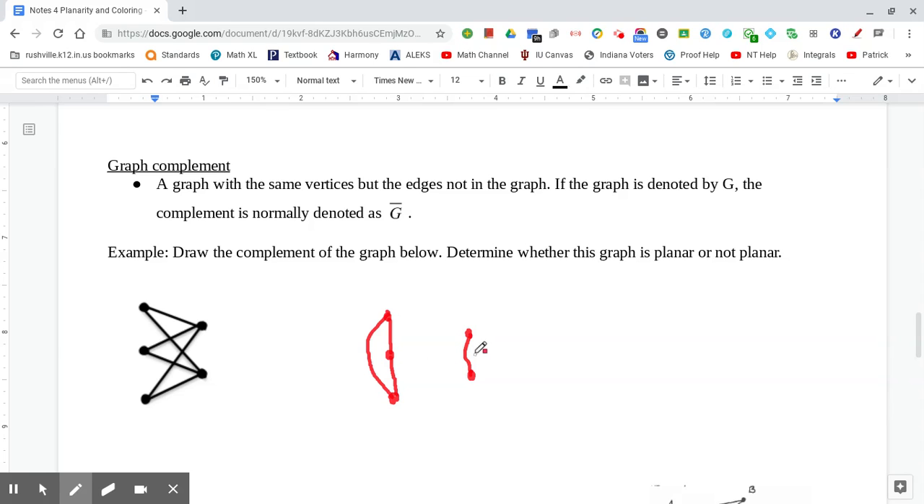I could also determine the chromatic number of this one. Let's see, if I make this one a 1, obviously I can make this one a 2. I could make this one also a 1. I could make this one a 2 and this one... This one would have a chromatic number of 3.